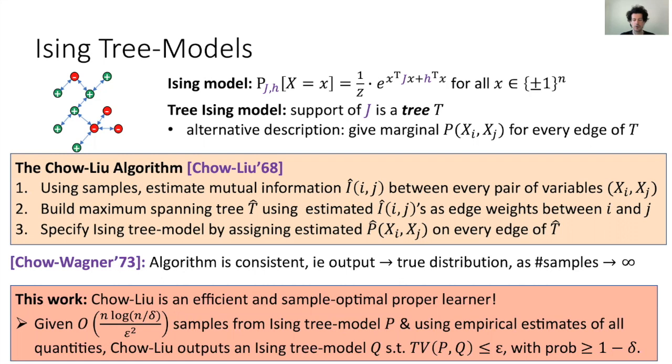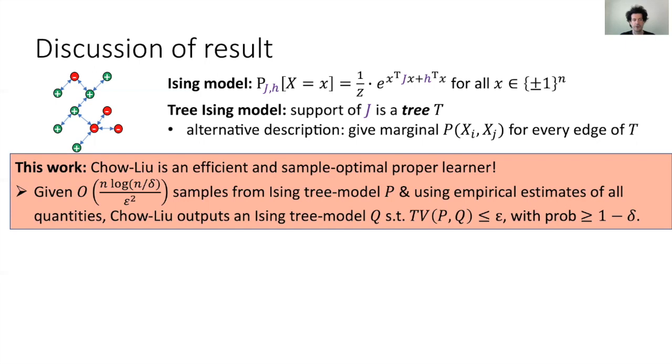To be clear, we are not claiming that Chow-Liu will identify the correct tree. I will argue soon that this is impossible to do from a finite number of samples. But we do argue that Chow-Liu will succeed in finding a model that is close to the true one in total variation distance.